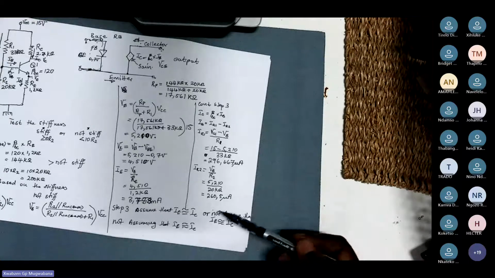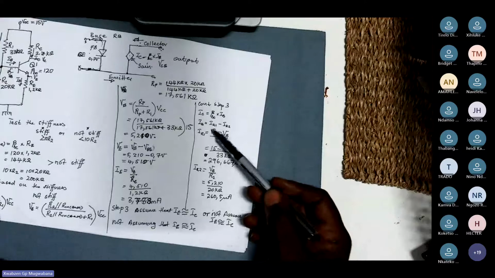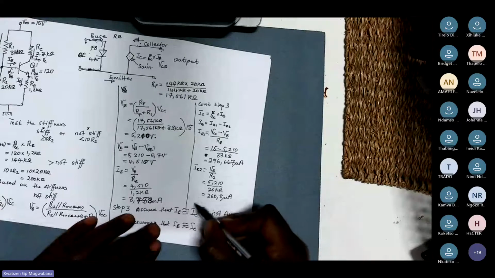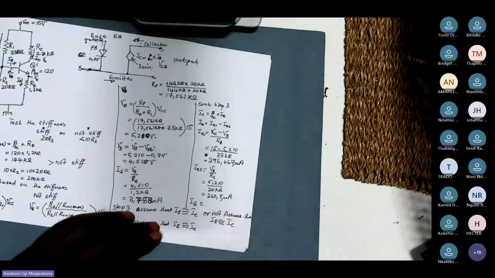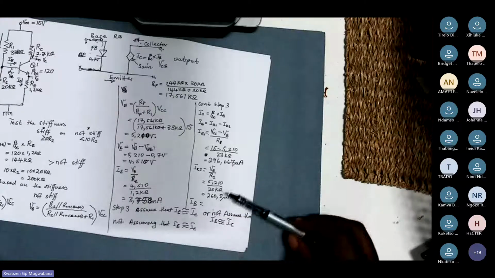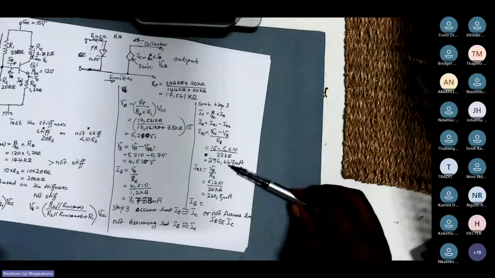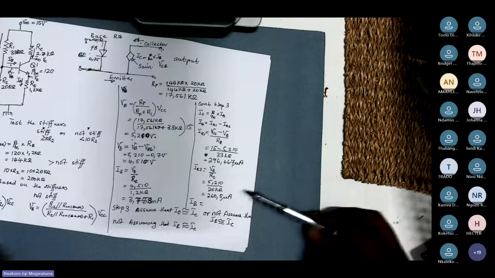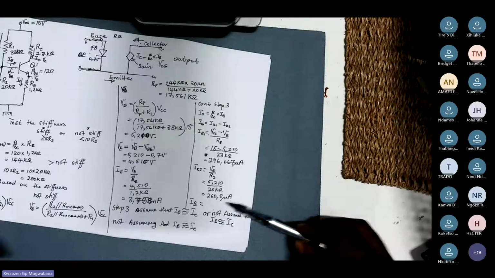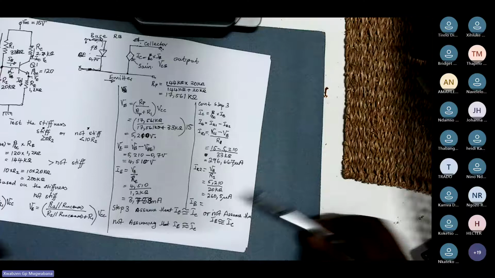Once I determined these, on the equation I have got IR1 and IR2, which means I can go and find my IB. For me to find the IB, it is going to be 296,667 microamps minus 260,5 microamps, which will give me what?